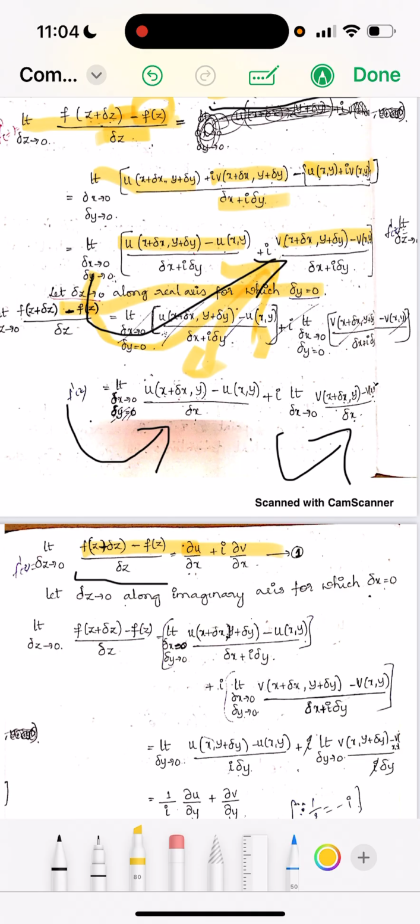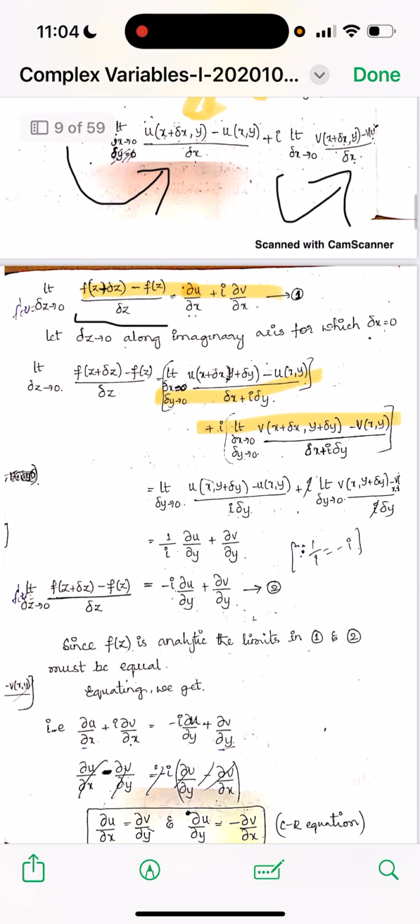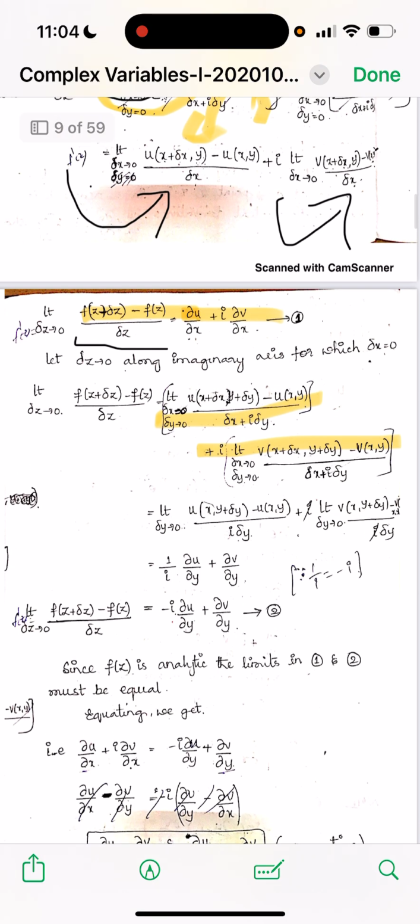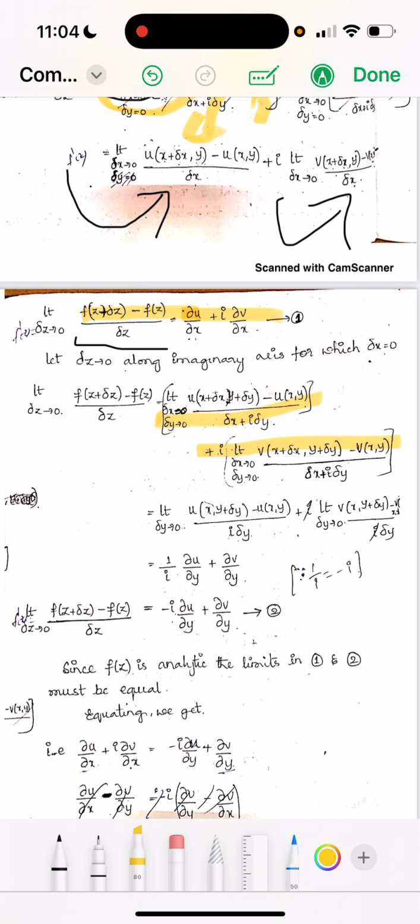Then take the real part here, u. This is my u and this is my imaginary part. Same thing, nothing much we are doing. And then finally we substitute δz equal to 0, which means y and x should be equal to 0 respectively. Here you can see an i. I'll mark this i. 1 by i is nothing but minus i. This you can do in calculator also. Then you will get this analytic function: -i ∂u/∂y + ∂u/∂x.